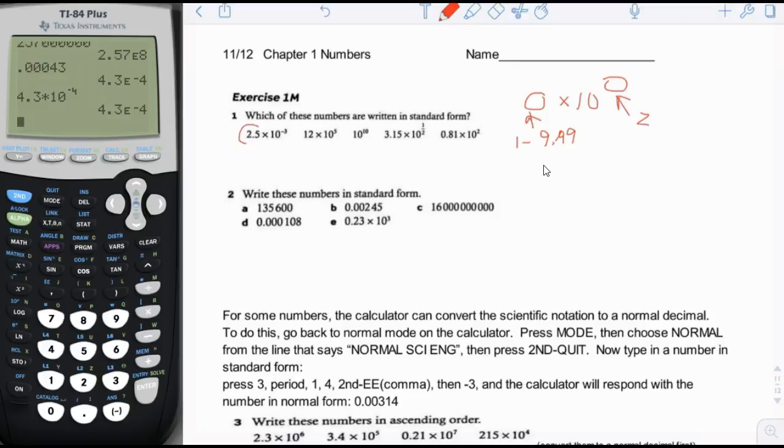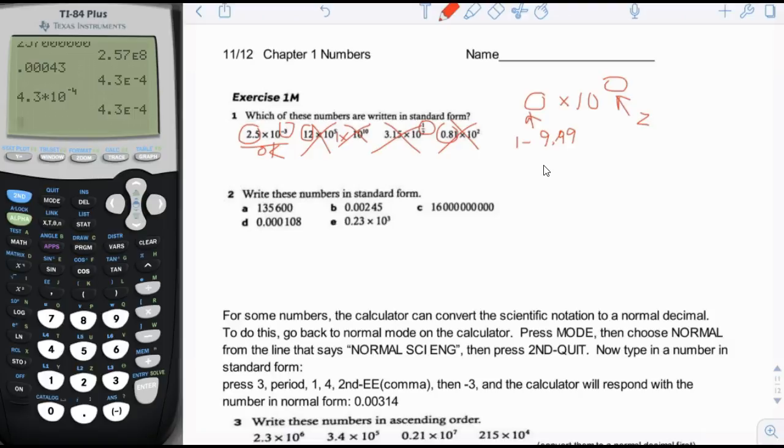Yeah, that is a number between 1 and 9.99, and that is an integer, so this is okay. This one is not okay because the 12 is not between 1 and 9.99. What about this one? Well, it doesn't have a 1 times here. It should, right? So that is also not. This is not an integer, so it's not either. And this is not between 1 and 9.99, so that's not either. So basically, it's just this first one.